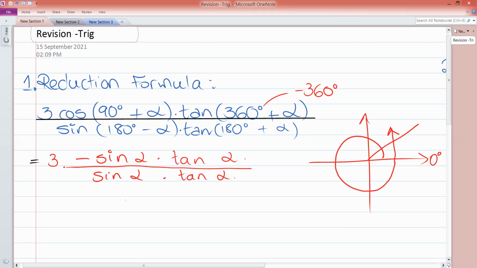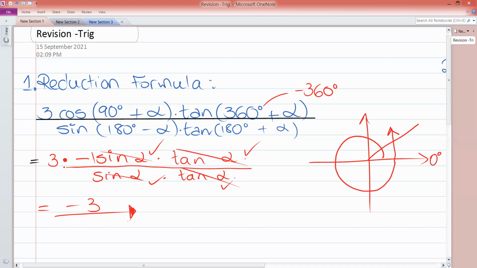Yes, ma'am. Right, so the tan alpha and tan alpha will cancel out. You get a mark for all the reductions that you do. So the two tan alphas cancel out. Now here you have negative sine alpha divided by sine alpha. That cancels out. What you're left with at the top is negative 1. So this 3 is going to multiply the negative 1. So our final answer is negative 3 here.